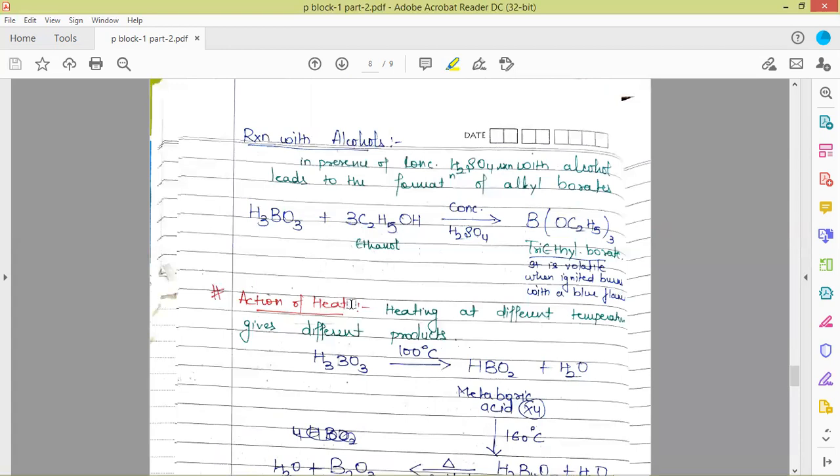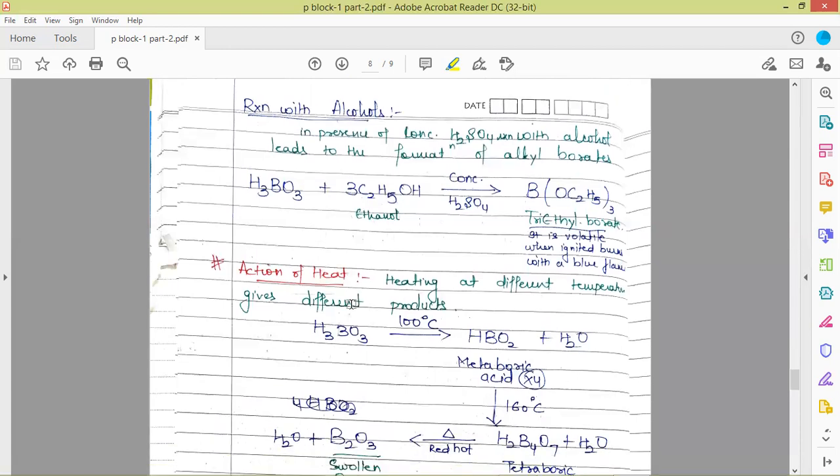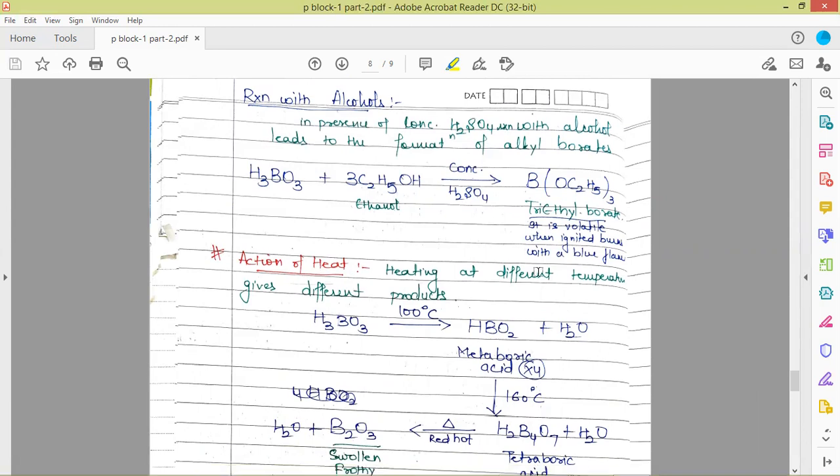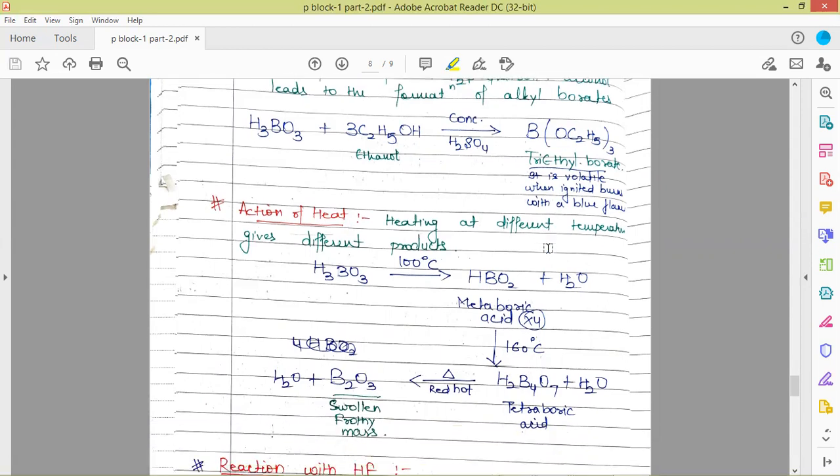So next we have the reaction of boric acid with ethanol. It reacts with ethanol in the presence of concentrated H2SO4 and leads to the formation of alkyl borates. We get alkyl borates when boric acid reacts with ethanol. This triethyl borate, which has been shown here, is volatile, and when ignited, it burns with a blue flame. So this indicates the formation of this compound.